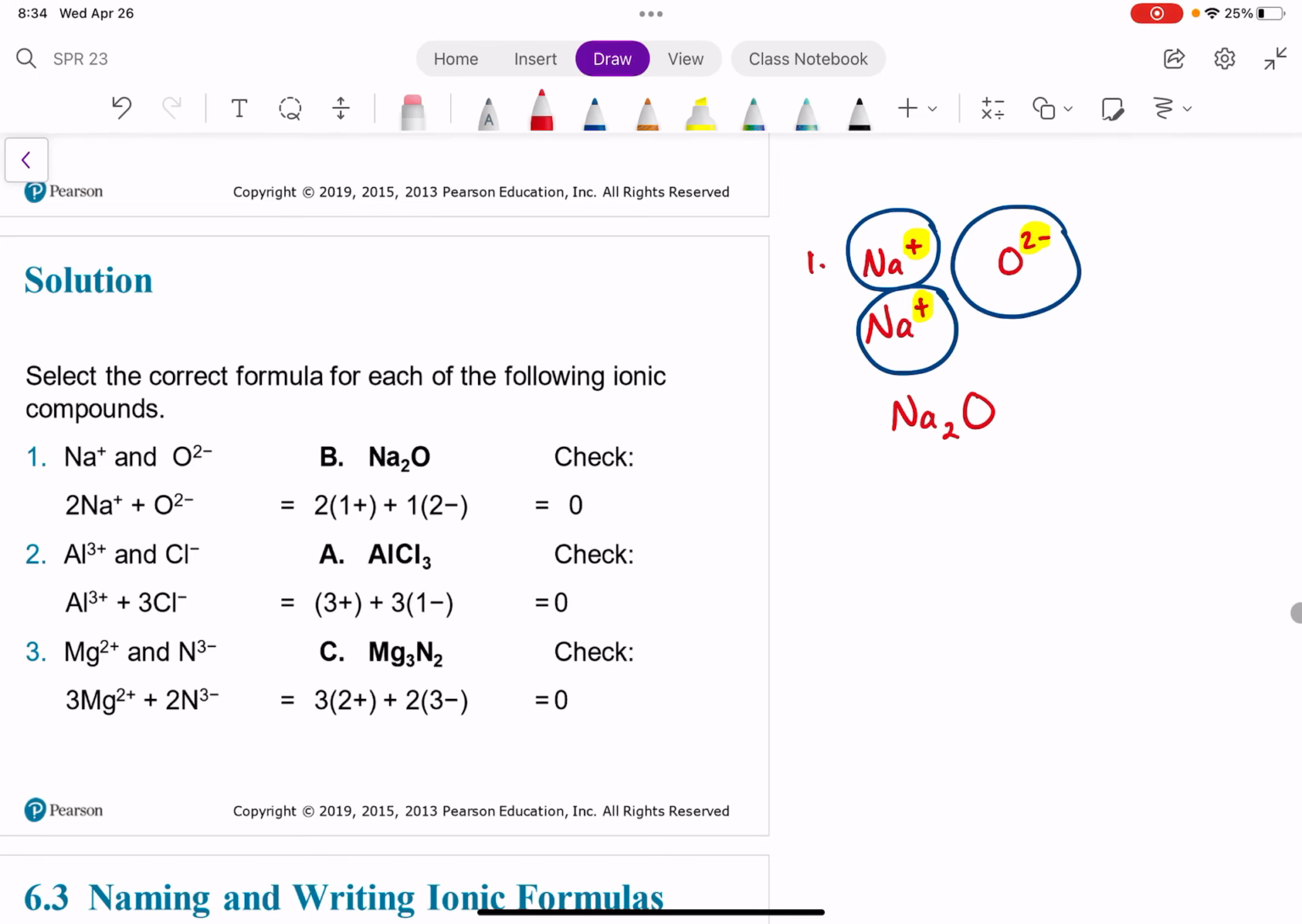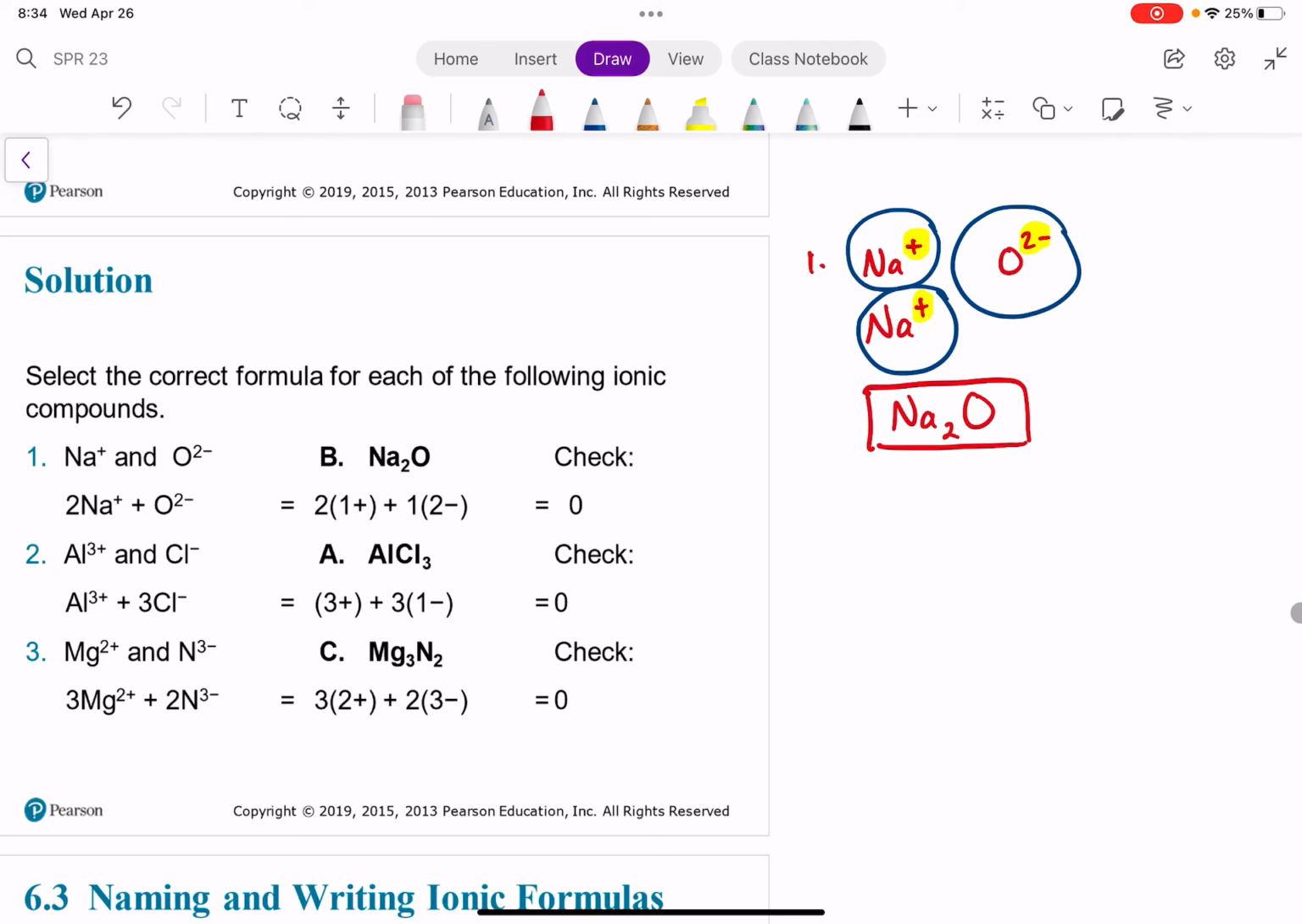Sorry, you guys. Don't be like me. Call them ions if they're ions, if they're charged, okay? If they're neutral, it's an atom. If they're positively or negatively charged, they're ions. So erase that from your brain. But this is the correct answer, okay? 2 sodiums for every 1 oxygen.